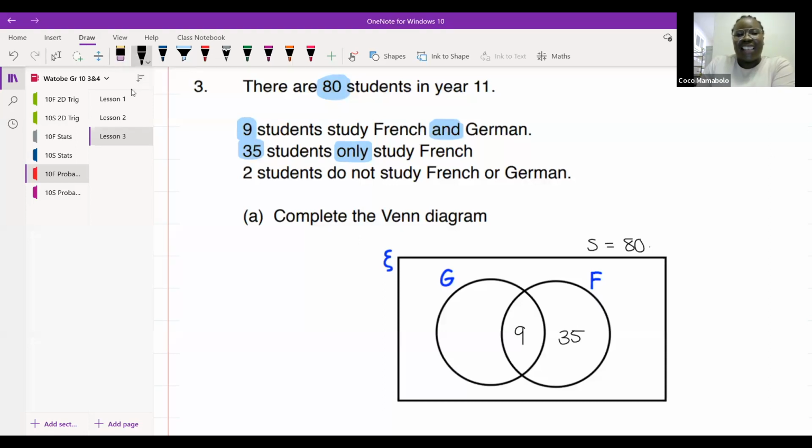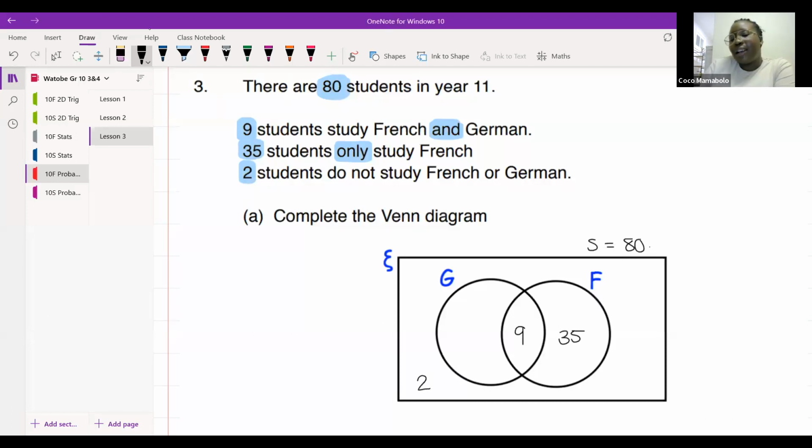Well done. The next part says 2 students do not study French or German. So where do I put these 2 students who do not study French and German? You put them in the G. No, they don't study French or German. They don't study any of them. The circle, so sorry. Beautiful. We put 2 outside the circle in the rectangle.